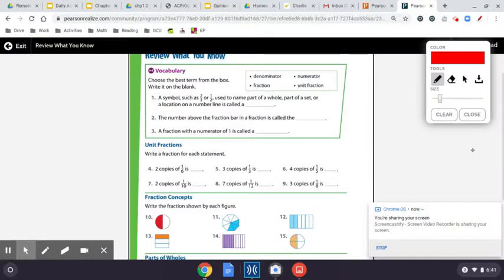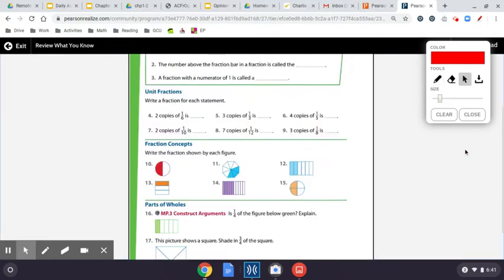Hi guys, I want to come on here to just do a few of these together with you before you're doing them on your own, just to show you some examples.